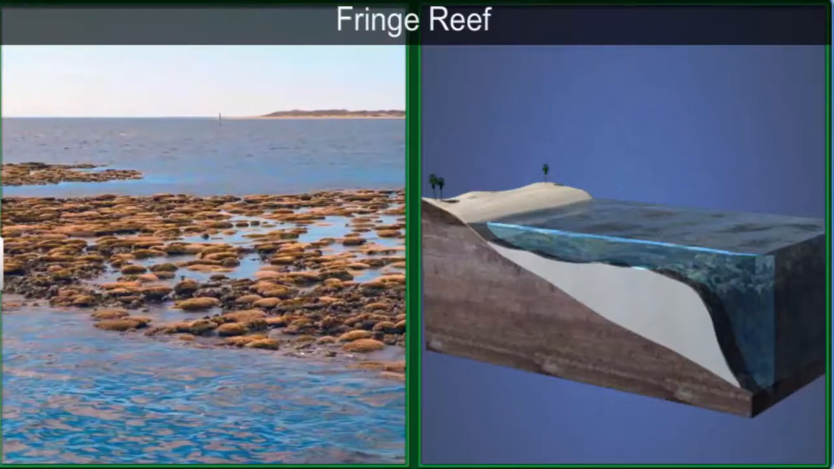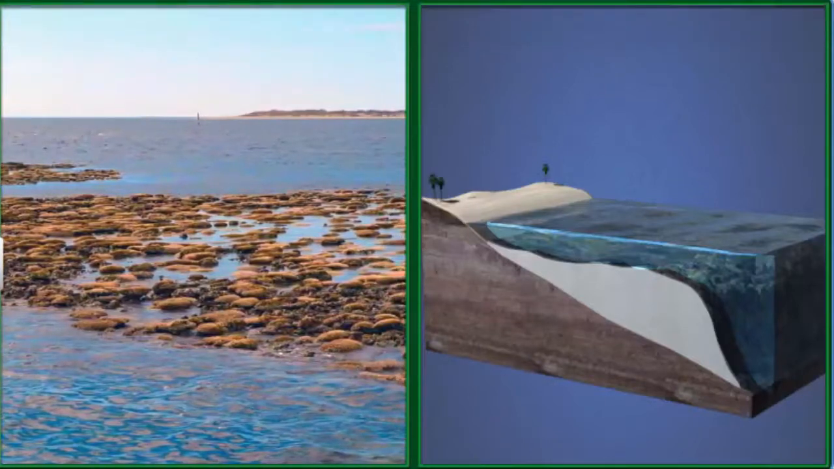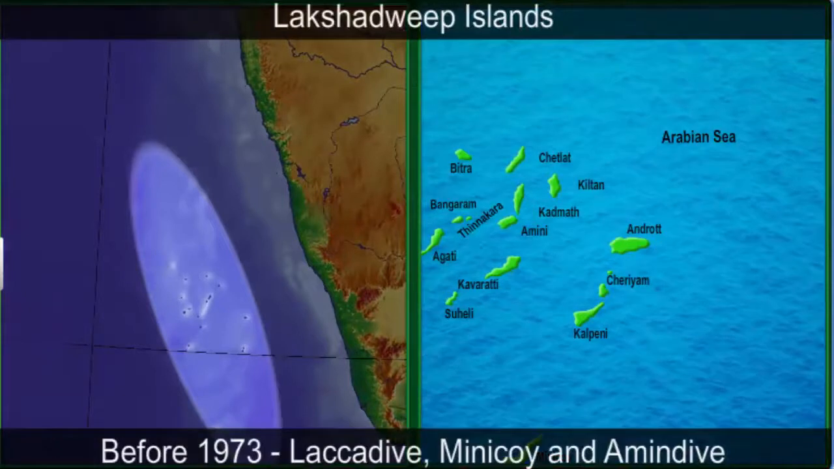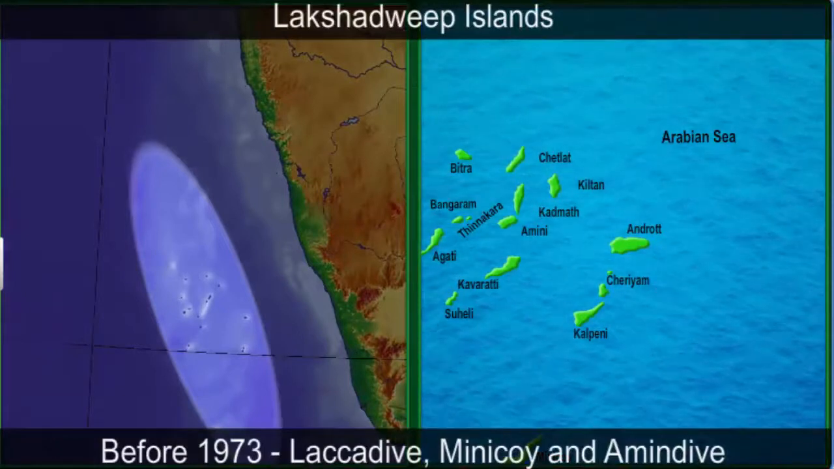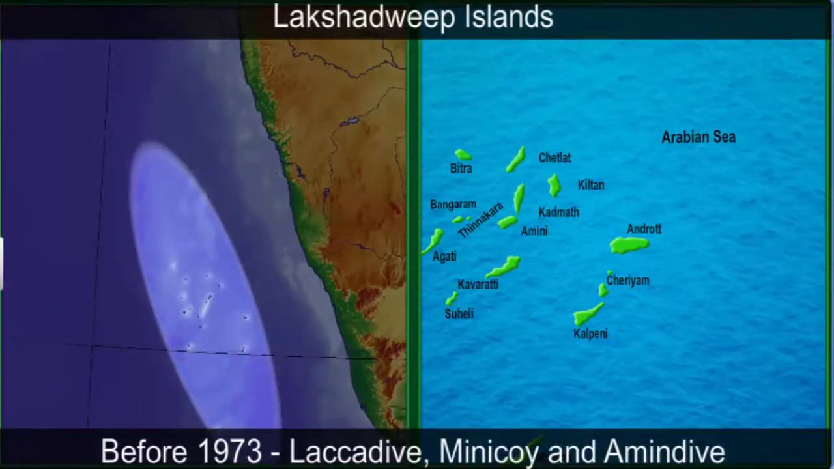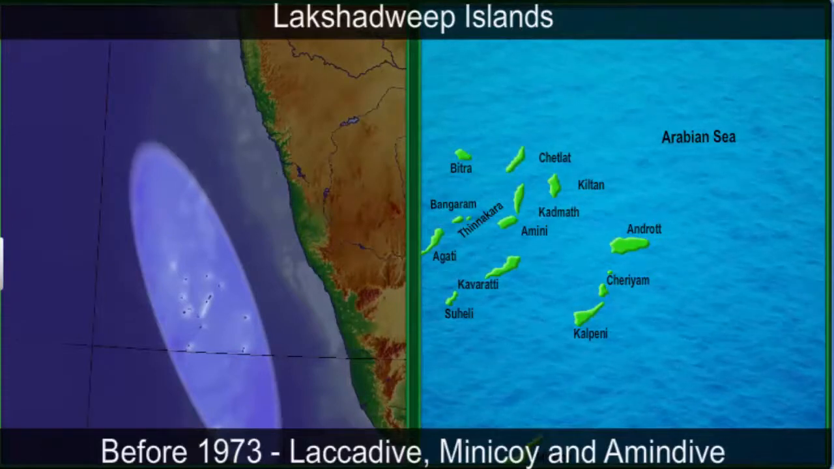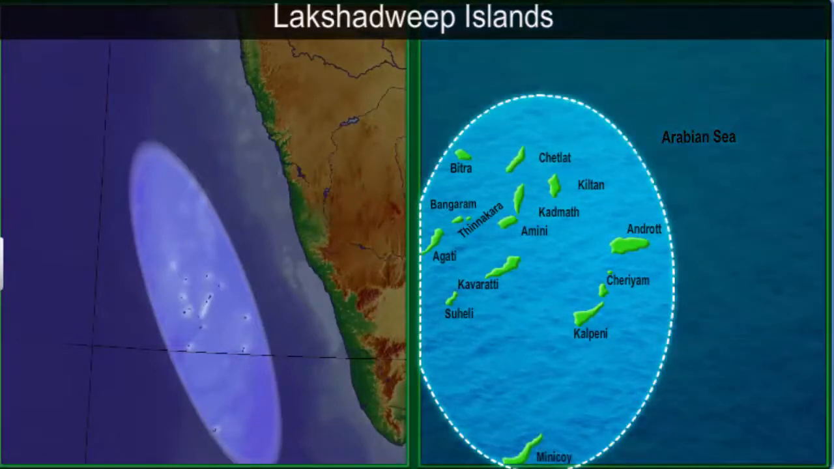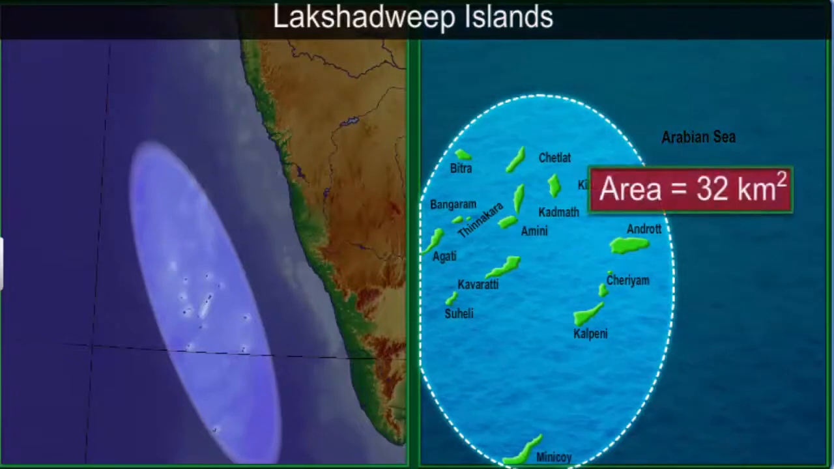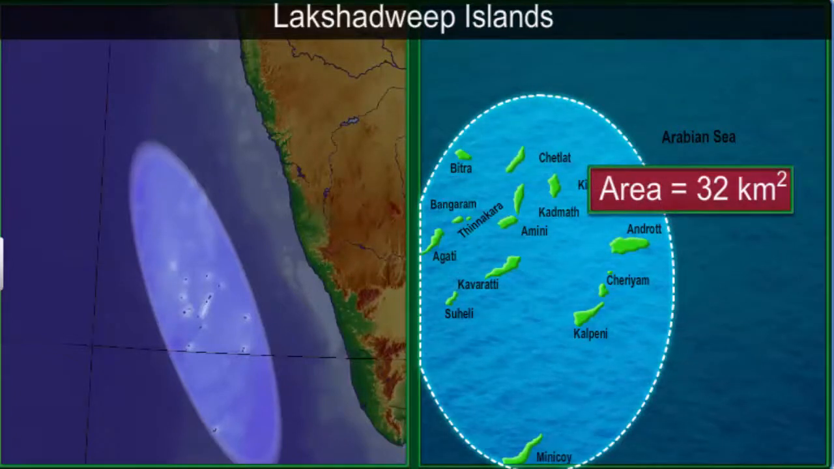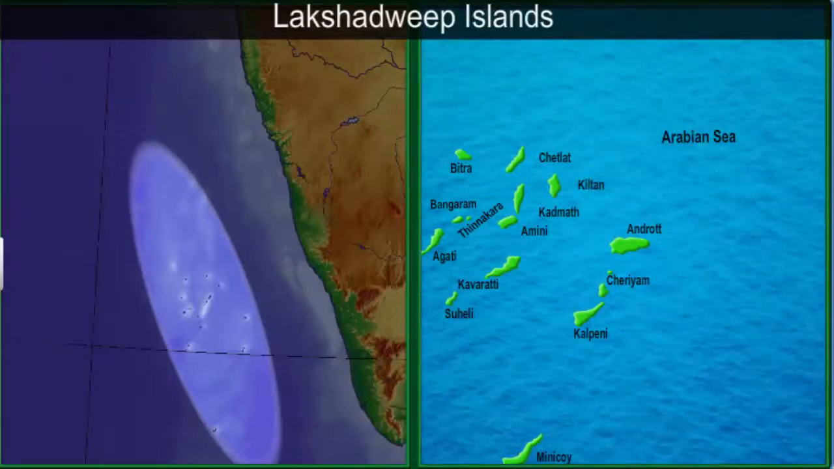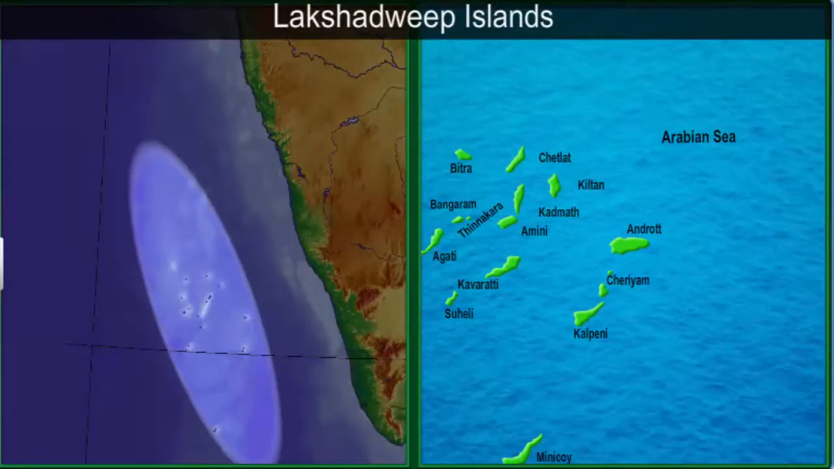Before 1973, the Lakshadweep Islands were known as Laccadive, Minicoy and Amindivi. The overall area of Lakshadweep is 32 square kilometers. The islands' administrative offices are headquartered on an island called Kavaratti Island.